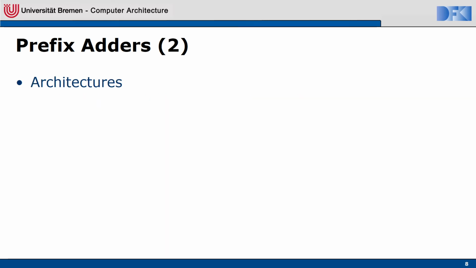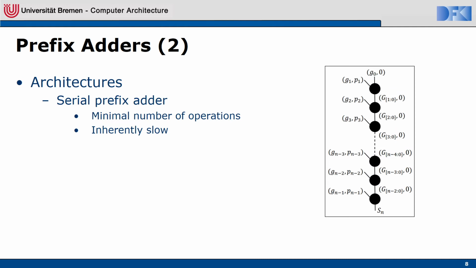We now review the architectures of three important prefix adders. The first adder is the serial prefix adder. Serial prefix adder is very simple as all the operations are performed serially. It has in fact the minimum number of operations. However, it is inherently slow.